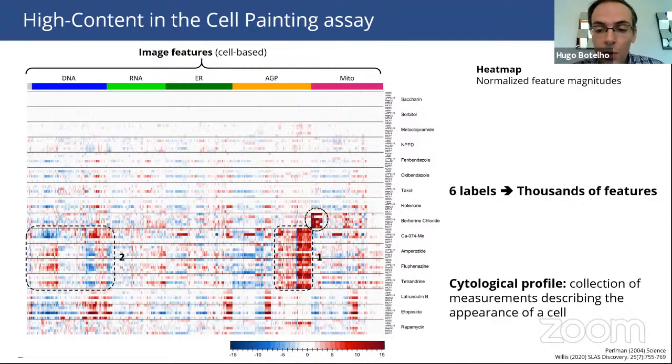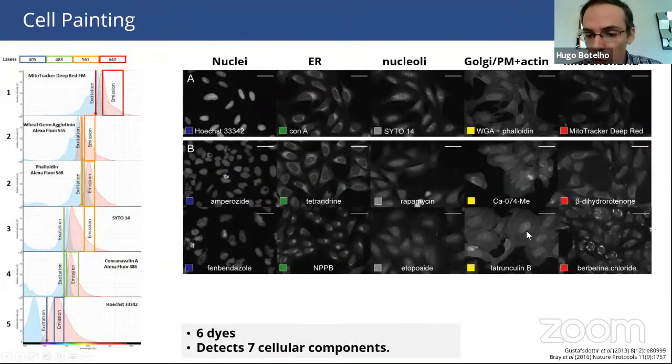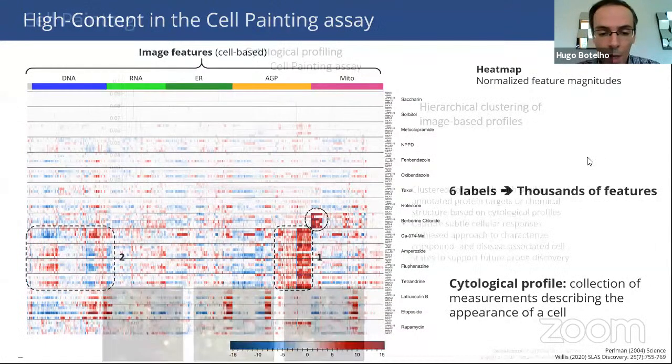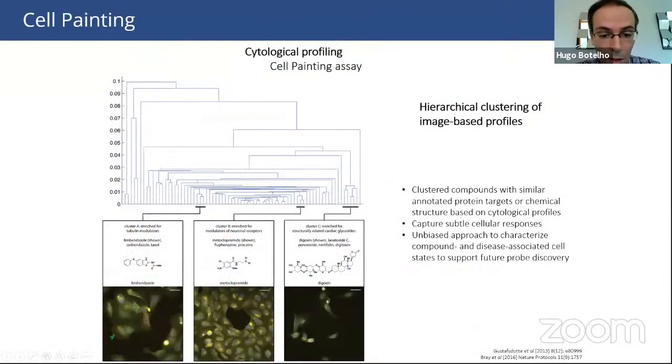The thing is, if you use image analysis software to measure different features of each cell in this set, you can extract from these six labels thousands of different features, which characterize the way cells look at each individual fluorescence channel, and then come up with this cytological profile of the cells treated with each individual compound in your chemical library. And if you do so, you can use clustering approaches and characterize the action of unknown compounds in the following way.